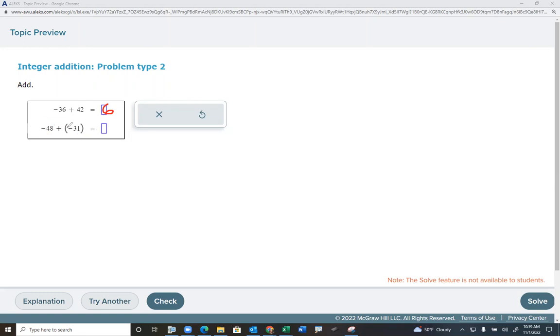Down here, we're adding, and the signs are the same. Oh, so that means we just do 48 and 31 is 79, and we get the sign that they both have. Okay, so your answer gets either the sign of the bigger number or the sign that they both have.